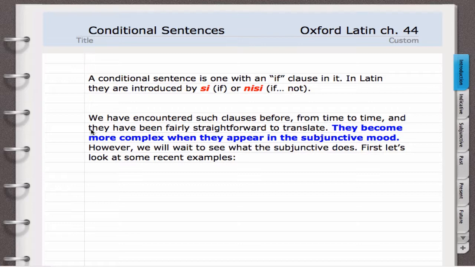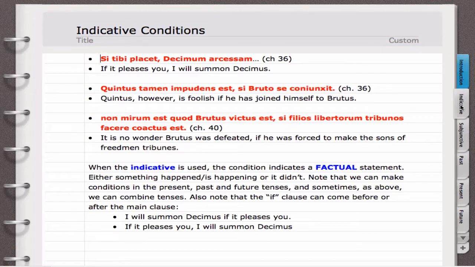They're pretty straightforward when they have verbs that are in the indicative. The trick here that we're going to learn today is what happens when they get subjunctive verbs in them. Let's take a look at examples that we've already seen. Conditions have three different types. Actually, all conditions have three different types. They have past conditions, present conditions, and future conditions.